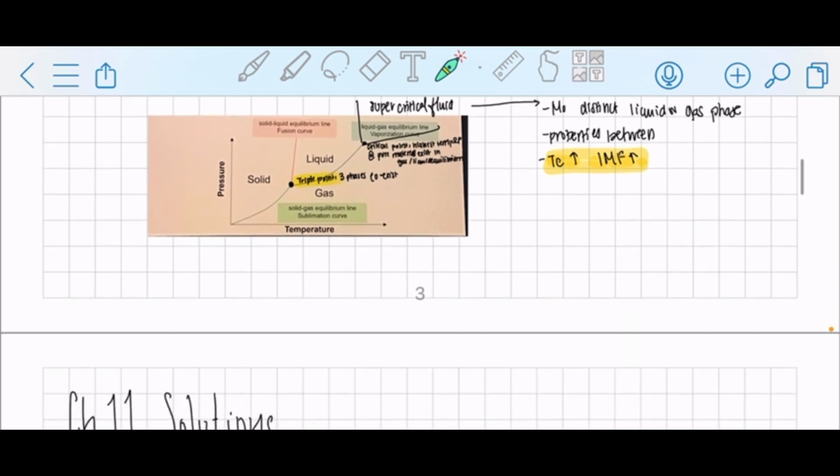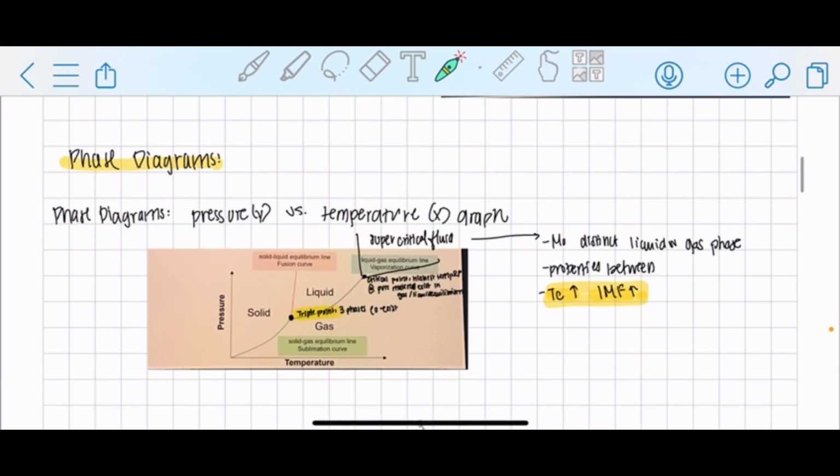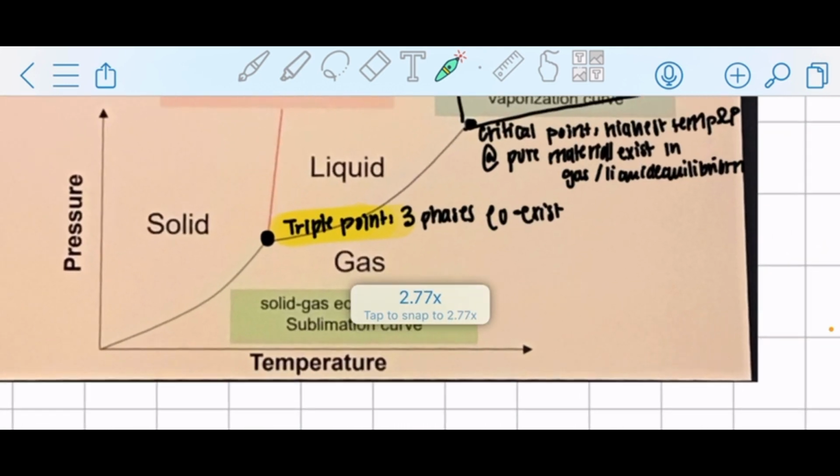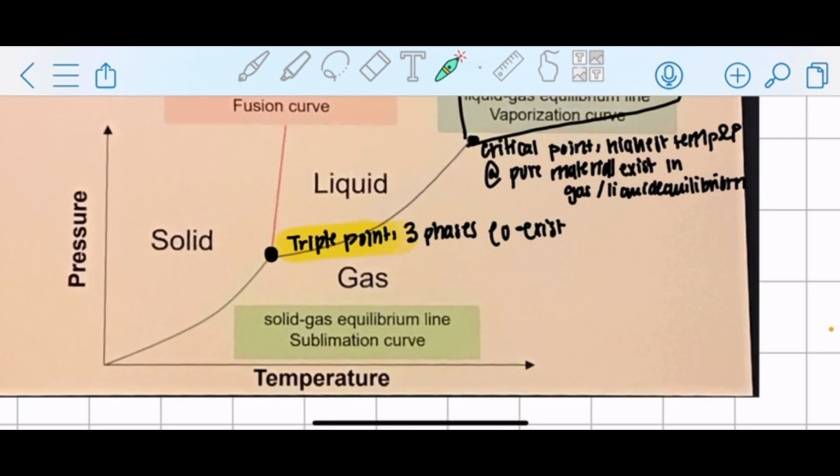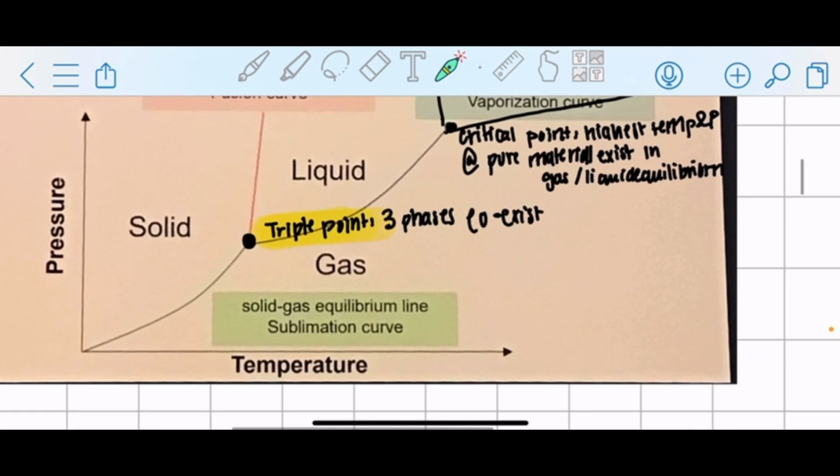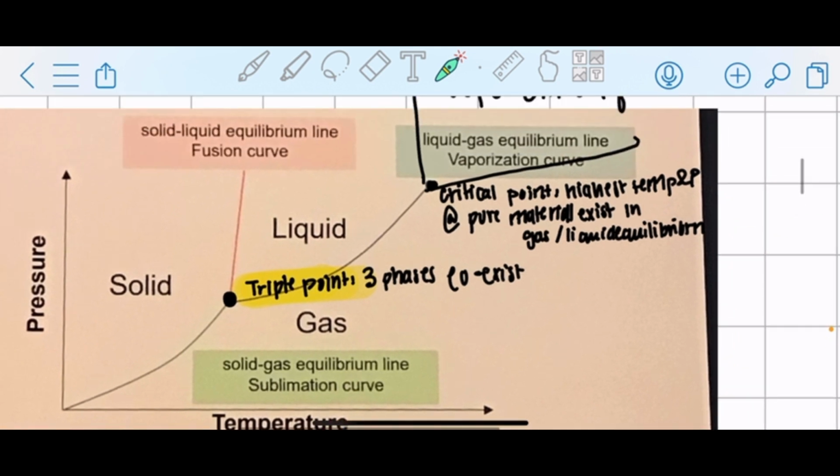Okay, phase diagrams are diagrams that map out temperature, the x value, versus pressure, the y value, to make a graph. Here we can see that there's a triple point where three different curves meet up. Here we can see the sublimation curve, which goes from solid to gas. We can see the fusion curve from solid to liquid, and the liquid-gas curve or vaporization curve. The triple point is when all of these three curves meet.